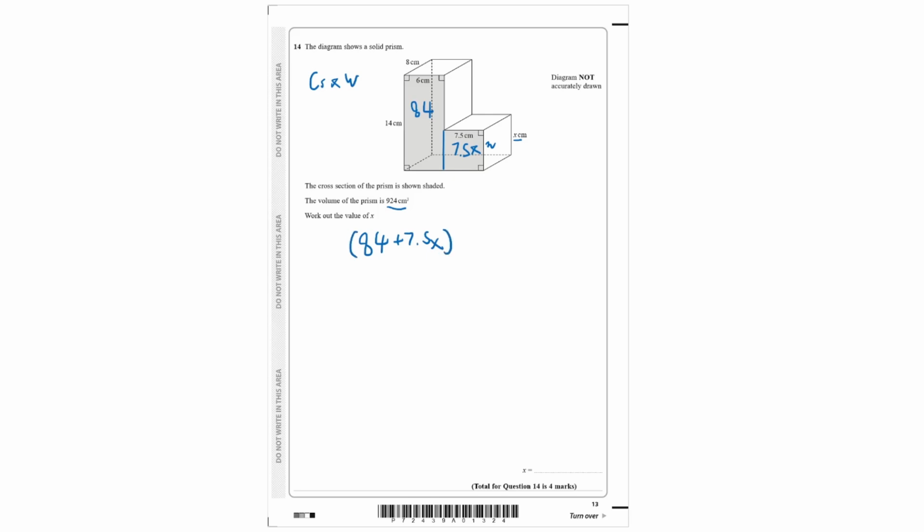Now if we combine these two, 84 plus 7.5x, and multiply it by the width, which is 8 centimeters, times 8, it will give us 924. We can divide both sides by 8 to make life easier. Divide by 8, divide by 8. We can use our calculator here.